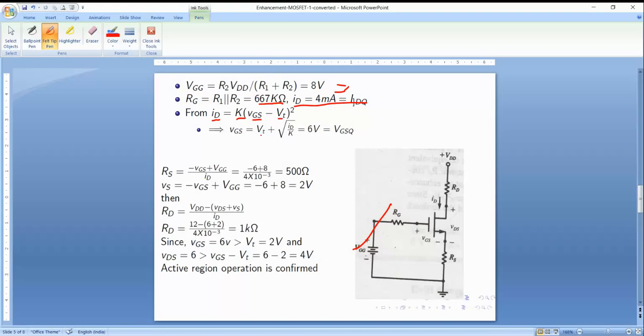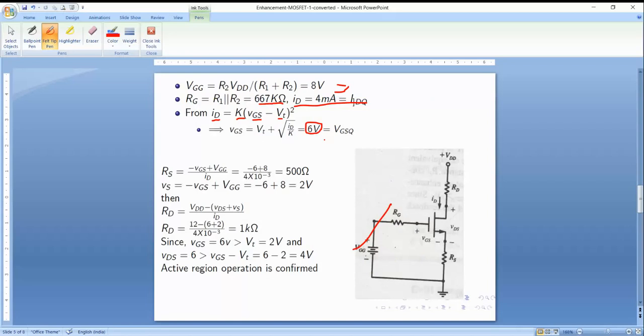So VGS is VT plus root of ID by K. Substituting the values of VT, that is 2 volts, ID 4 milliamperes, K 2.5 milliampere per volt square, we will get VGS is equal to 6 volts.